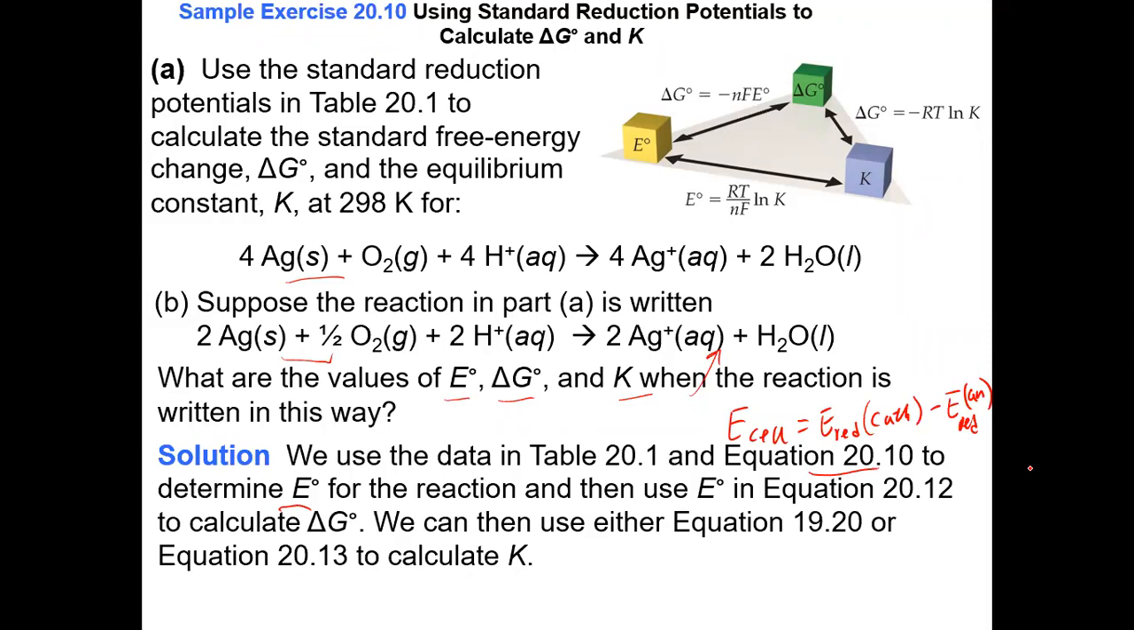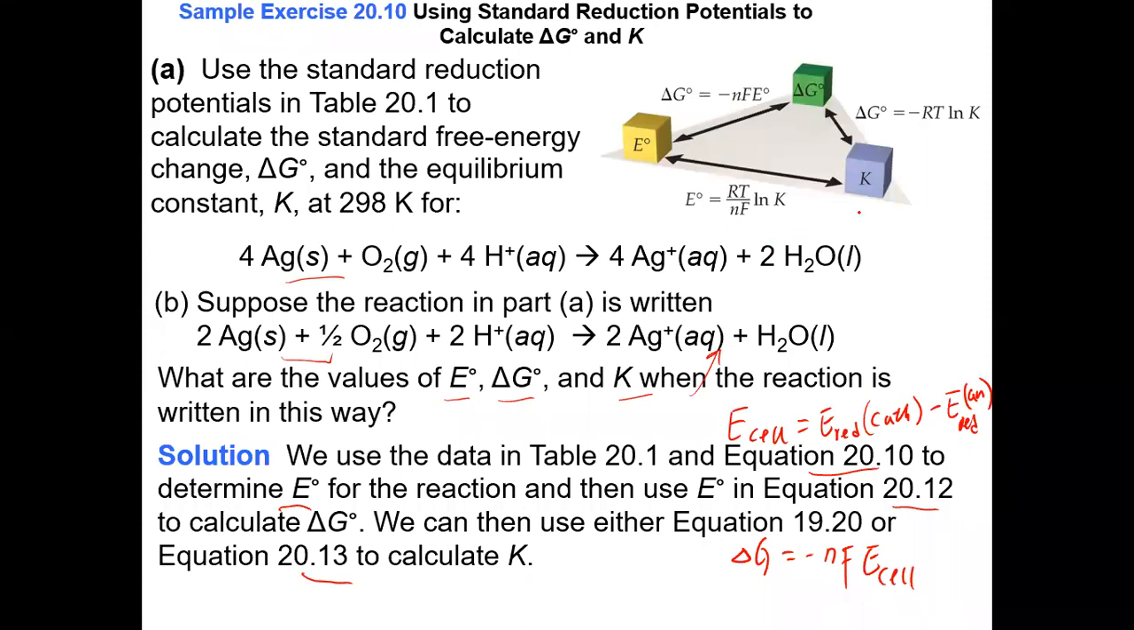All right. So then use E and that to calculate delta G. That equation is pretty much just delta G equals negative nF E cell. Then lastly, you want to use that equation. So what's that equation? I forget.